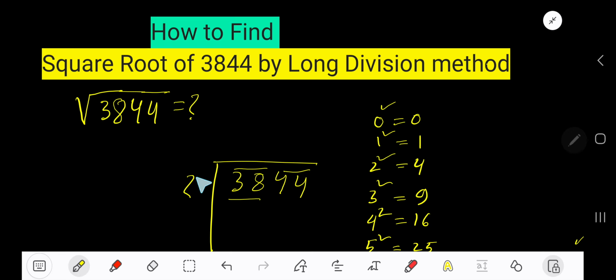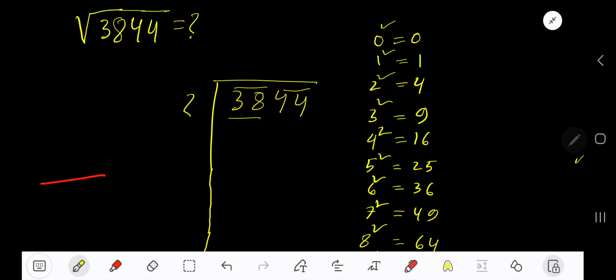Take a number whose square will be equal to 38 or nearest to 38. If you take 6, then 6 squared will be 36. But if you take 7, 7 squared equals 49, which is greater than 38. So 6 is correct. The same digit will come to the quotient side also. 6 times 6, 36.